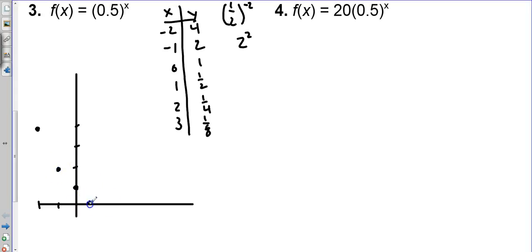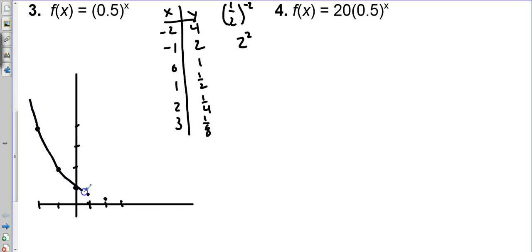And then as we increase to the right, we plug in 1 and we get 1/2. We plug in 2 and we get 1/4. So we're decreasing even more. We plug in 3 and we get 1/8. So decreasing even more. So generally this thing is going to pass through these points.